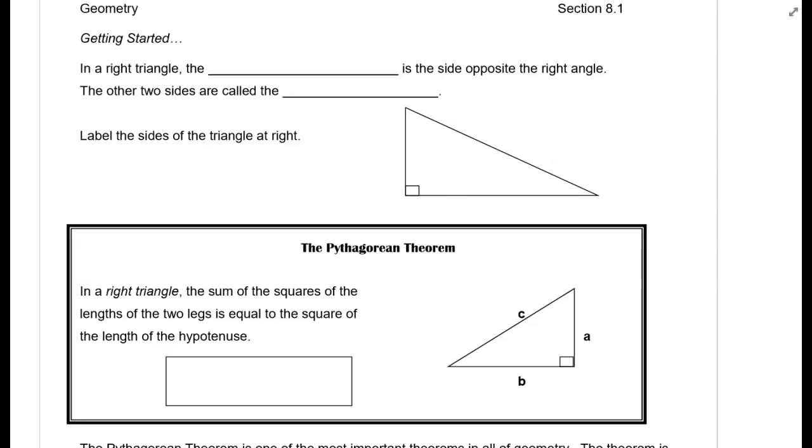So if you look at a right triangle, across from the 90-degree angle is always called the hypotenuse. And the other two sides, let me fill this in first. The other two sides are called the legs. So there are two legs here.